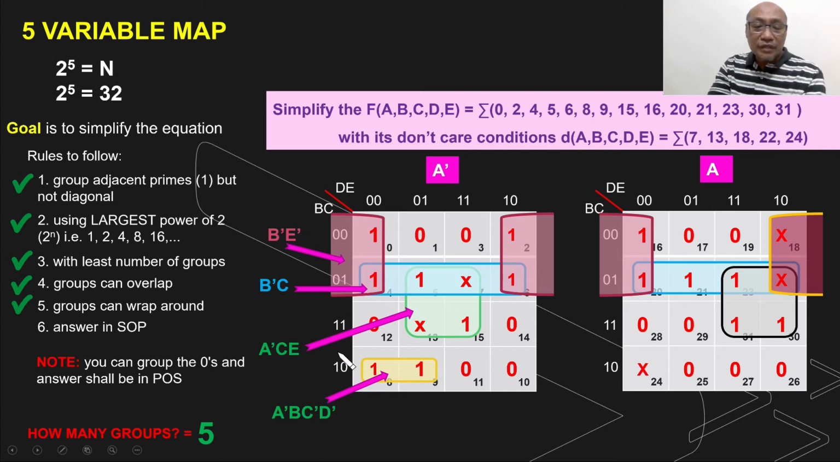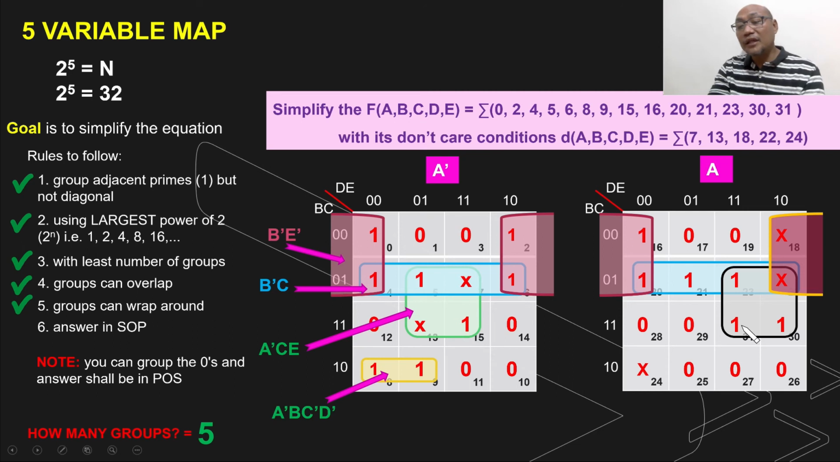If we try to observe this one, the greater the number of primes in a group, the fewer the remaining literals. So here we have 8. There are only 2 literals retained. Here we have only 4 and there are only 3 retained. Here there are only 2 and it becomes 4. So that's the advantage. That is why we try to group the largest possible group that we can have to get the simplest value.